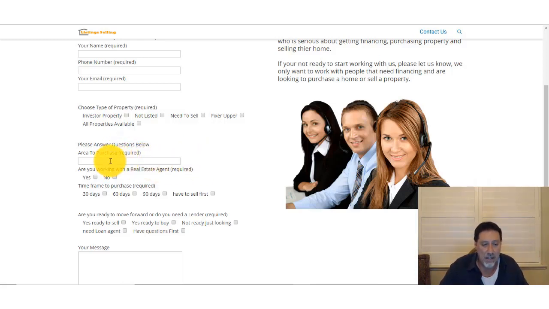Okay, areas to purchase in, and are you working with a real estate agent? As you guys know, if you're in real estate, you want to know if they have an agent, because if they do, you can say a few things to try to still convert that. They might not be happy with them, but you don't want to step on anybody's toes, and you want to just pull out and say, hey, sorry, I'm not going to help you with that. Time frame: are you looking at 30 days, 60 days, 90 days? Have to sell first. And you can see how we have a few more questions in here. Are you ready to move forward, or do you need a lender?